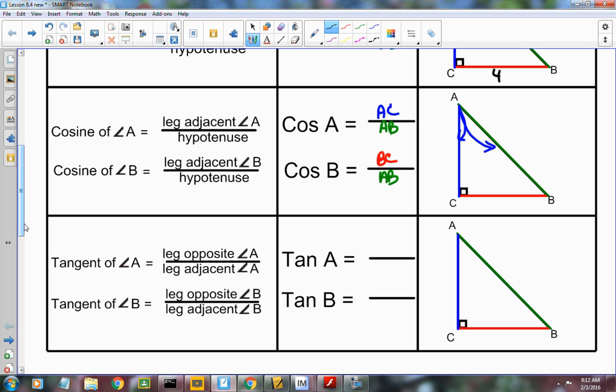So again, if I gave these values, we'll just stick with 3, 4, 5. Okay, if I give those values 3, 4, 5, your cosine of A would be 3 over 5. The cosine of B would be 4 over 5.